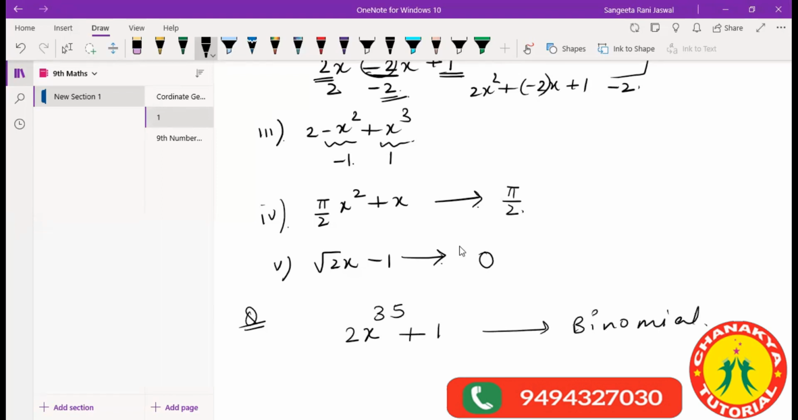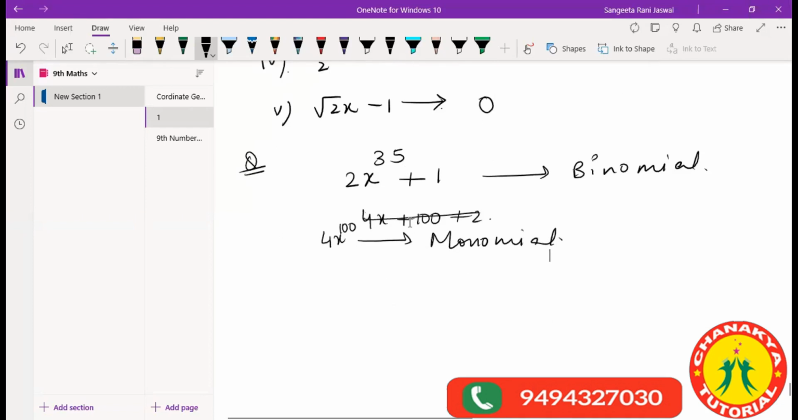Ma'am, for degree 100, can we take 4x raised to 100 plus 2? How will you take so many terms? No, ma'am, it's a monomial, only 4x raised to 100. Yes, this you can do. So this is a monomial. Right, children? Degree is the highest power of a polynomial.